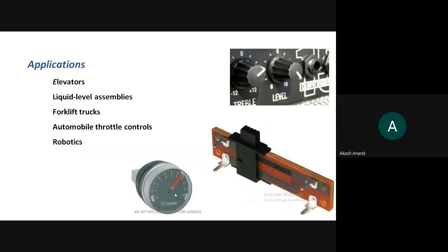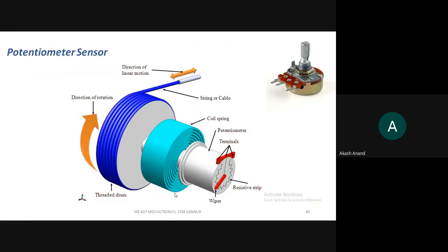So moving on to the application, potentiometer sensors are used for the displacement measurement or position location of elevators and liquid level assemblies, forklift trucks, automobile throttle controls, and robotics. Okay, so these are the applications of a potentiometer sensor.